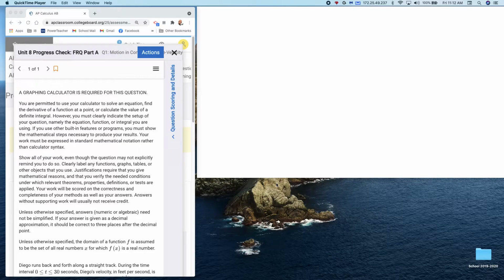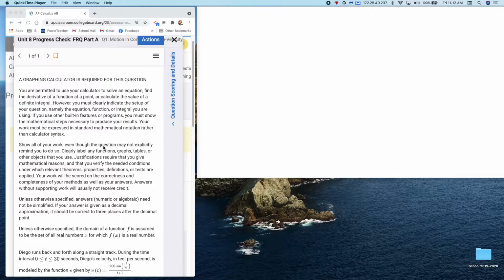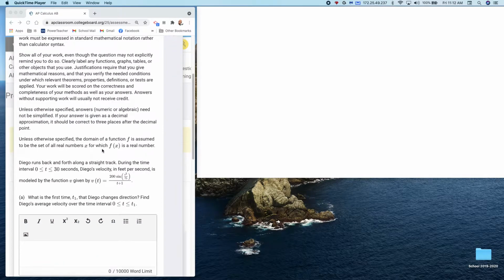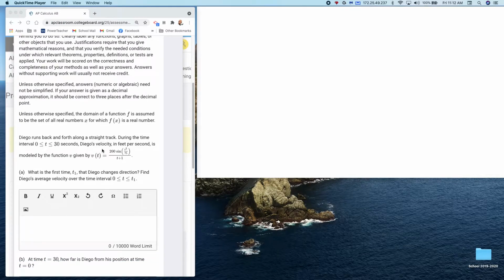Progress check, FRQ part A. So indicated right over here. So on this, you're given, you're allowed to use a calculator on it.